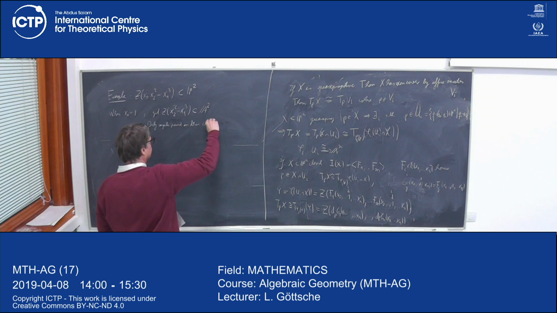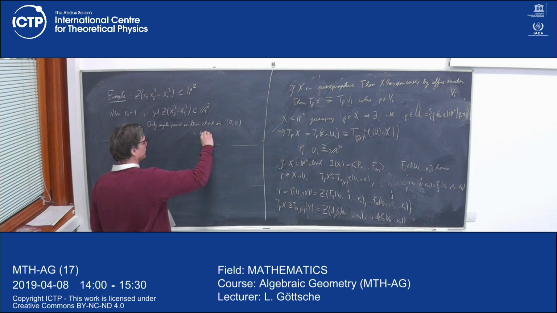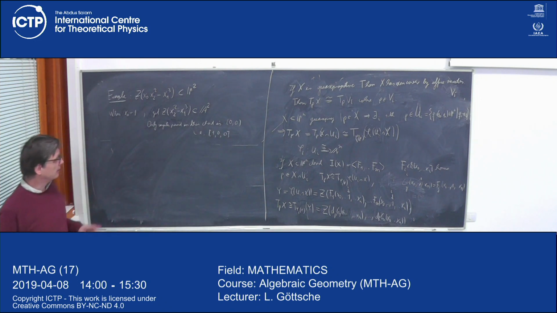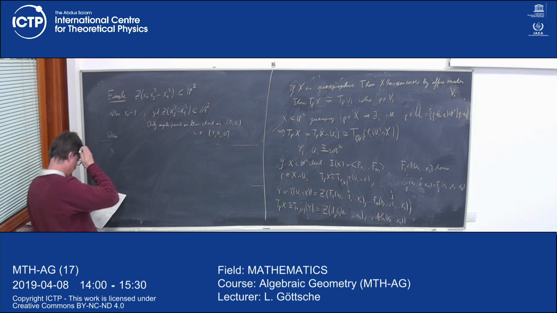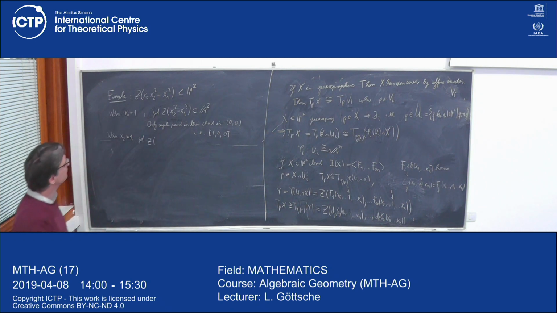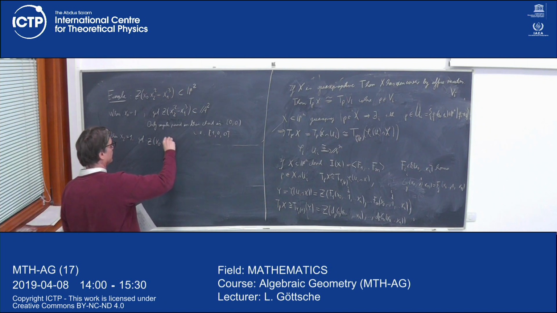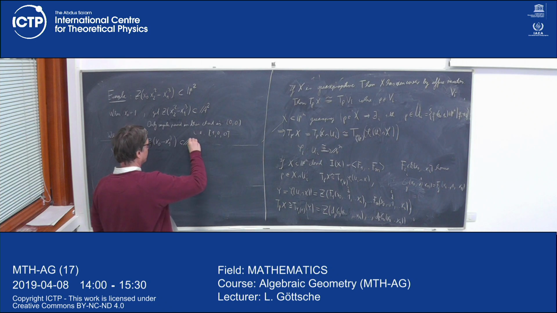In this chart it is 0, 0. So that means this is the point 1, 0, 0 in P2. And then, when x2 is equal to 1, we get the zero set of x0 minus x1 to the 3. We see this zero set is non-singular, because the derivative by x0 is always non-zero.